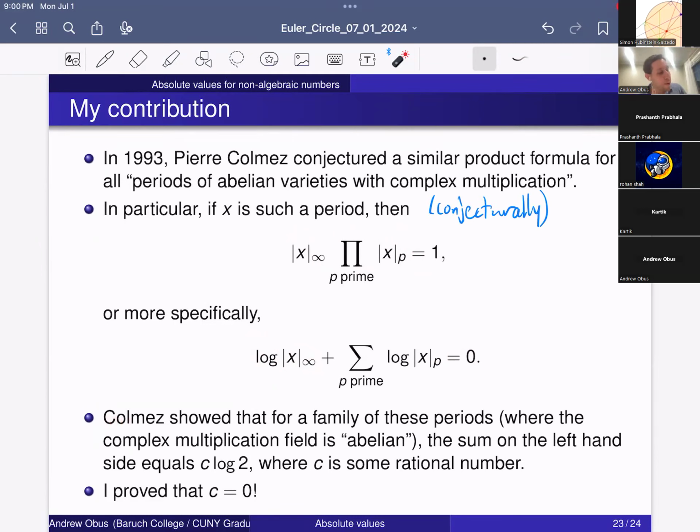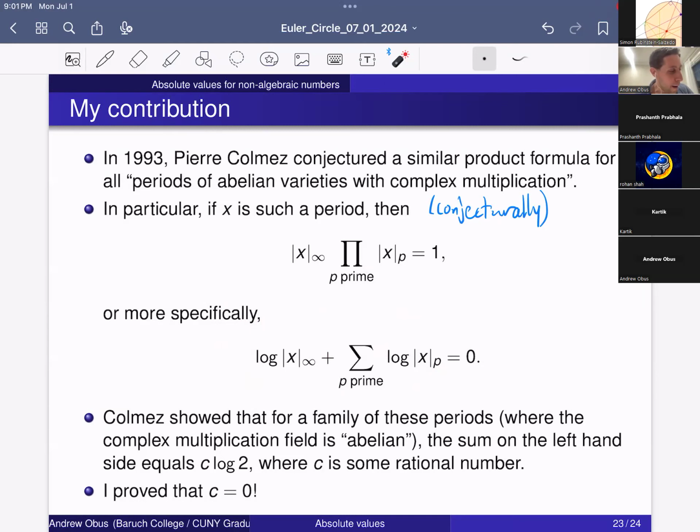And Colmez showed that for a subfamily of these periods, where the complex multiplication field is what's called abelian, he wasn't able to prove that this was equal to 0, but he was able to prove that it was equal to c log of 2 for some rational number c. So it's almost 0. There's something going on with the 2-adic valuation that was hard to pin down. Everything else kind of vanished. And my contribution to this is that I proved that c is equal to 0 in this case, so that in fact this product formula, or really the sum formula when you take the logarithm, holds for these periods.